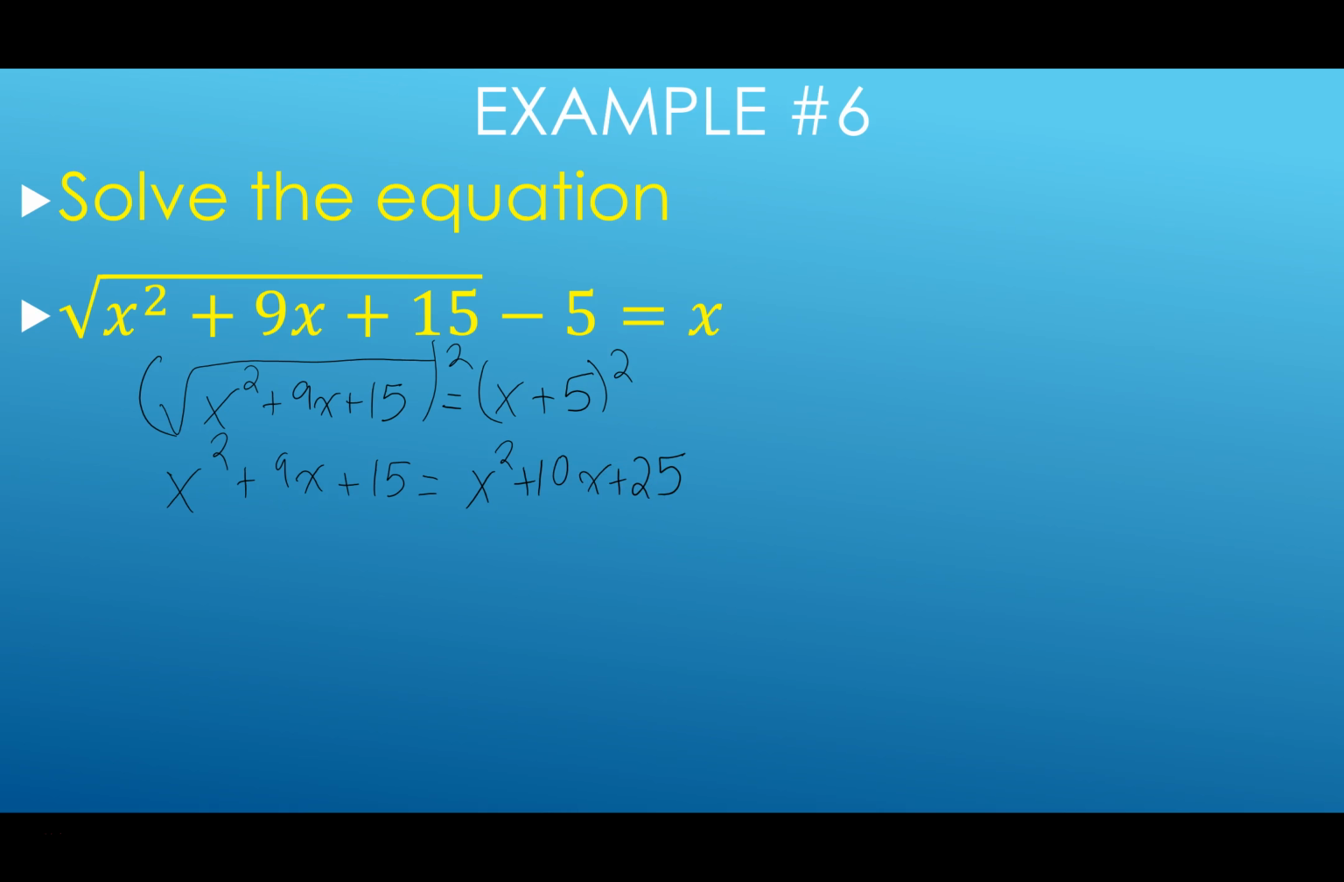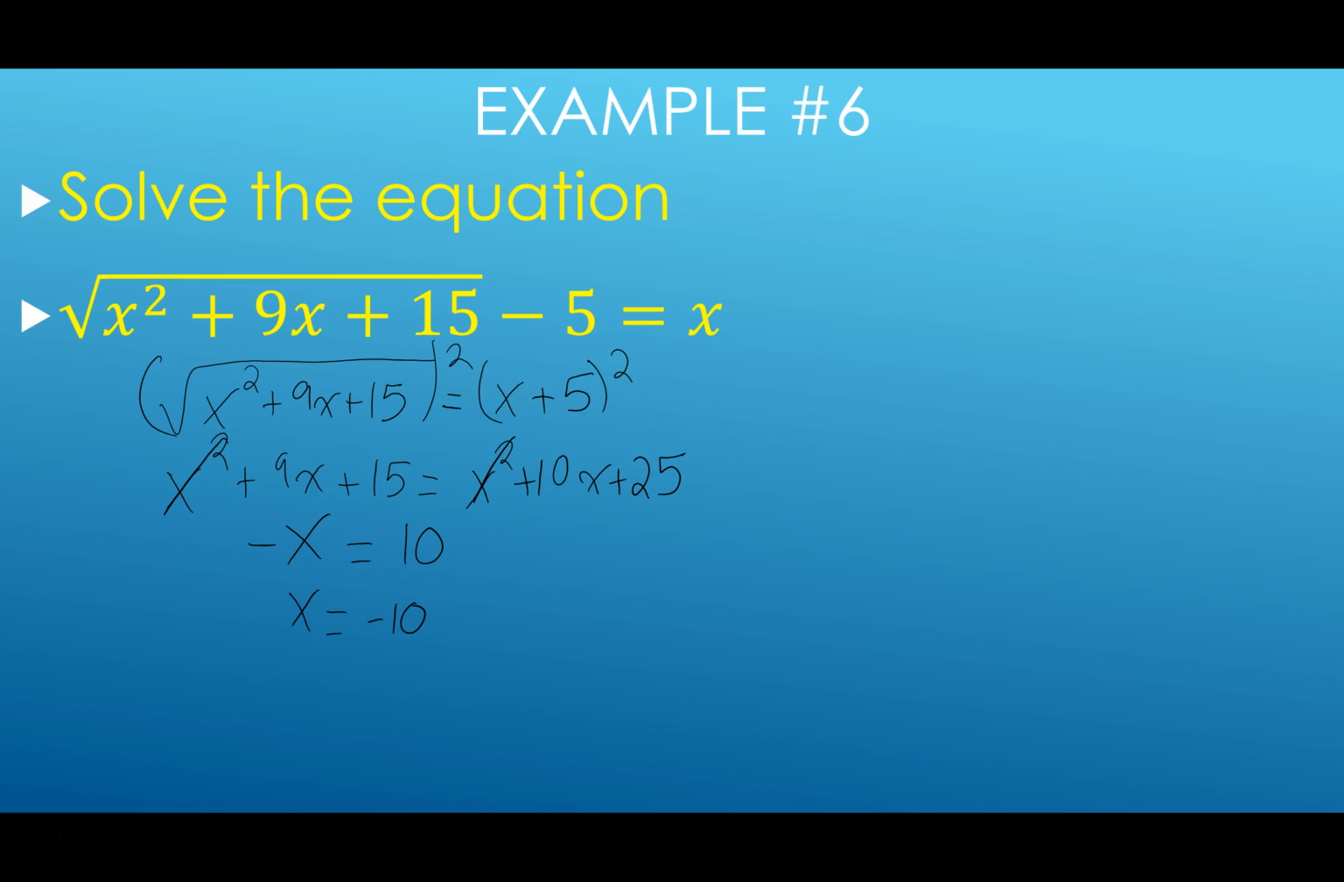Well, this is kind of nice because you see we have x squareds on both sides. That means they cancel. So now we have a linear equation. You've got to get x together on one side. Move the 10x over to the left side to get -x. Move the 15 to the right side to get a positive 10. So x appears to be -10. Well, we now need to plug that in just to verify that this answer is actually going to work out the way we want it to.